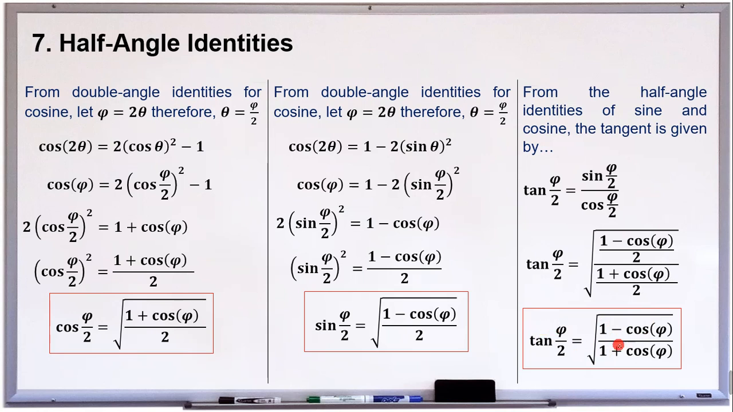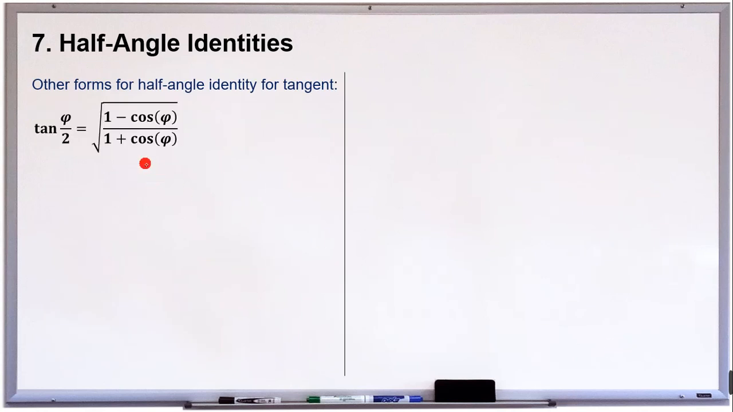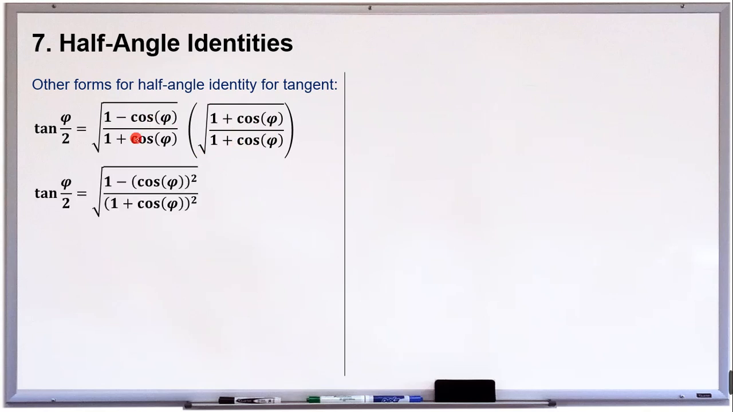But we can still modify this one. Okay, the other forms. If we have tangent of the half angle equal to this expression, we're going to multiply a unit fraction, that is the square root of 1 plus cosine phi over 1 plus cosine phi, or in other words, the conjugate of the expression in the numerator, and you will end up with this expression. So in the numerator, if you multiply 1 minus cosine phi times 1 plus cosine phi, you can use the sum and difference of two terms from algebra. So you will end up with 1 minus cosine squared phi. And in the denominator, we have 1 plus cosine phi squared, a binomial expression.